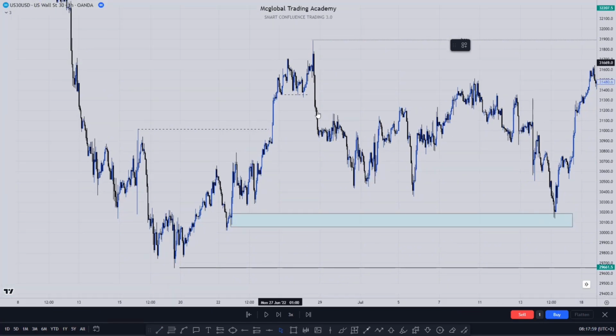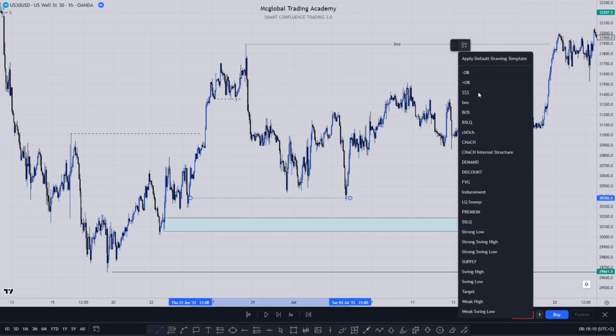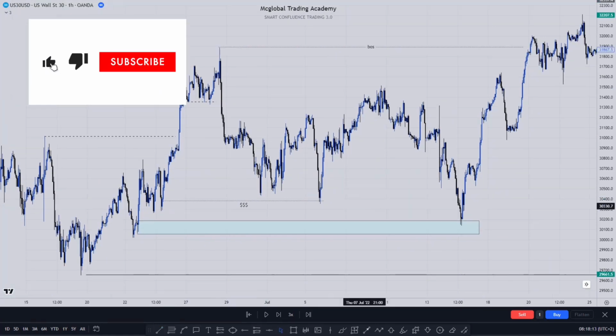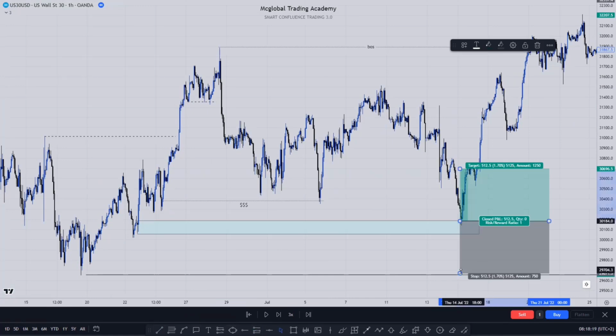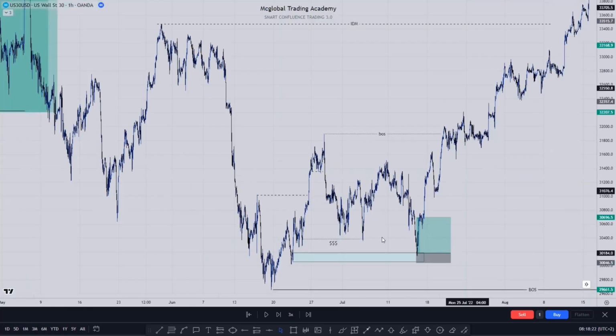Change of character, inducement, then liquidity in the form of equal lows. These are equal lows here. You can also see other equal lows right here. This was all liquidity that the market had generated. Once you see all of that, you just look for a zone that is below the liquidity zone. There you would have bought here. Buying here, you're targeting the inducement leg.